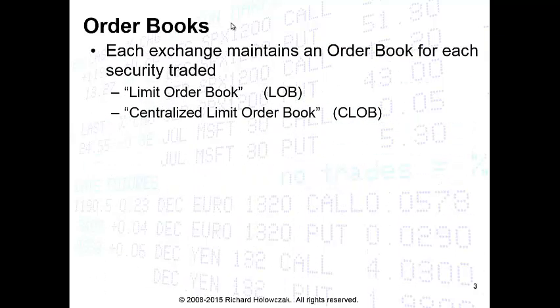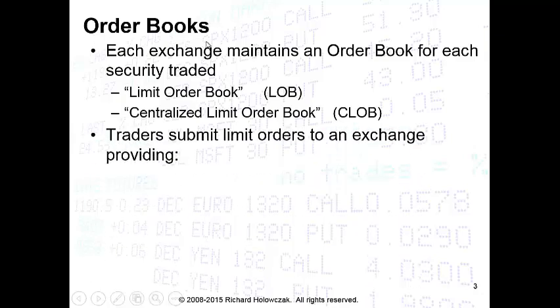So first up, each exchange is going to maintain an order book for each security that they trade. And so that means if you looked at the New York Stock Exchange or BATS Exchange or NASDAQ, you would see that for every stock that they trade, they will have a limit order book. Sometimes these things are called limit order books or centralized limit order books. Just as shorthand, folks simply call these order books.